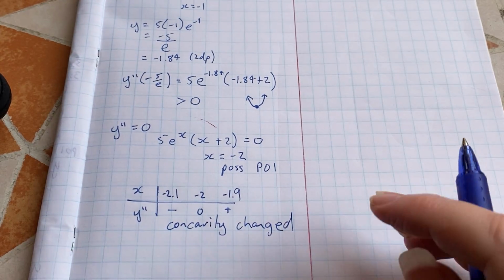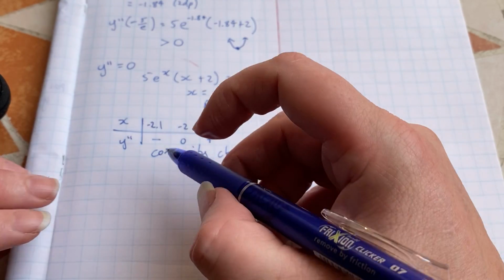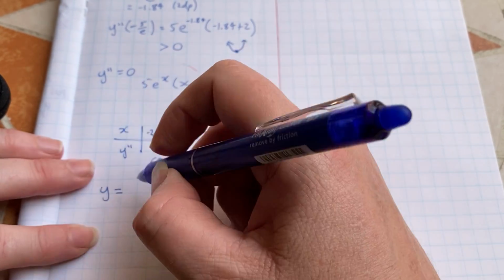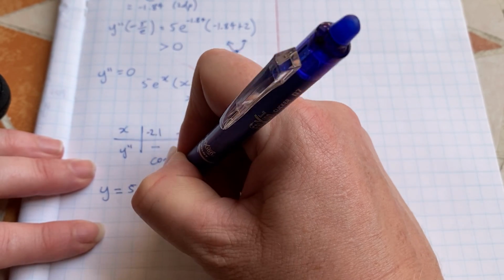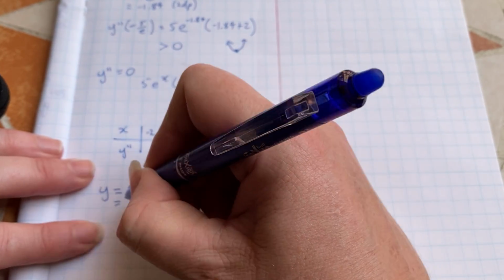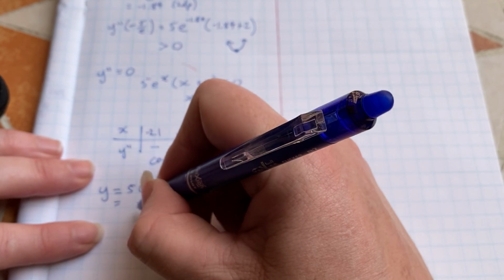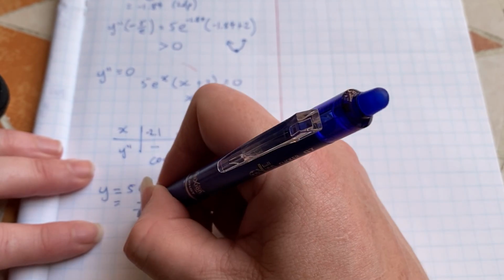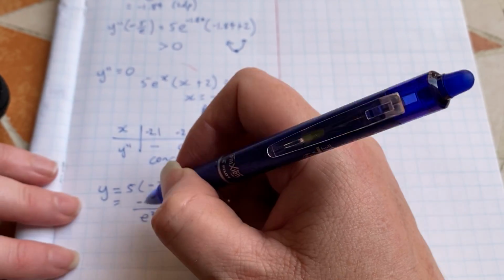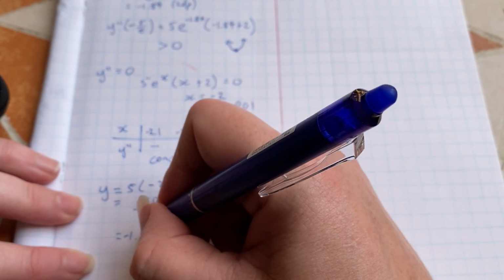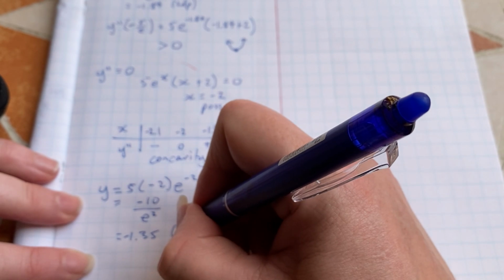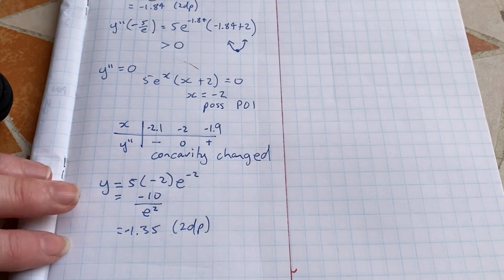Okay, so we need to put that back into our original function to find the y-coordinate. So y equals 5 times negative 2, e to the negative 2. 5 times negative 2 is negative 10 over, because of the minus, e squared. And that equals negative 1.35 to 2 decimal places.